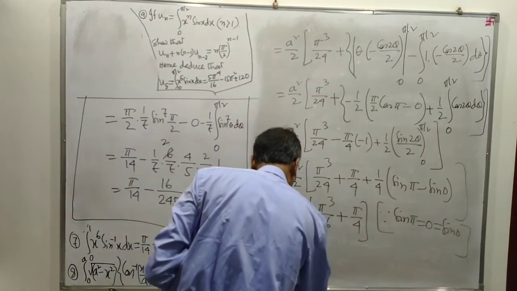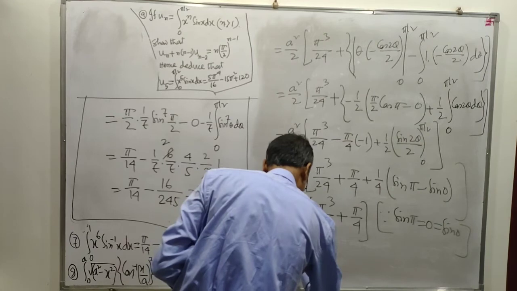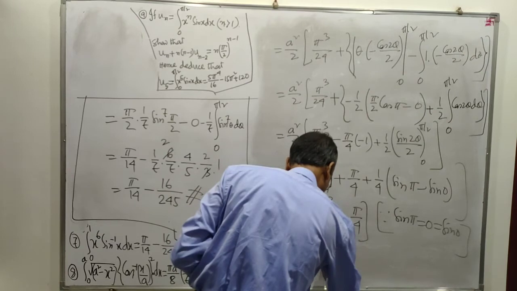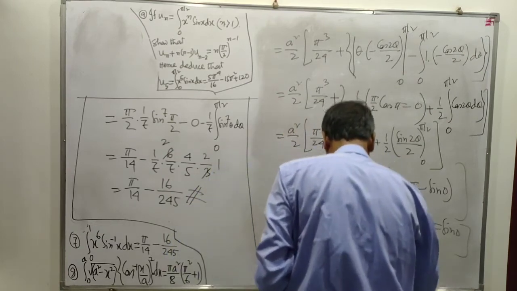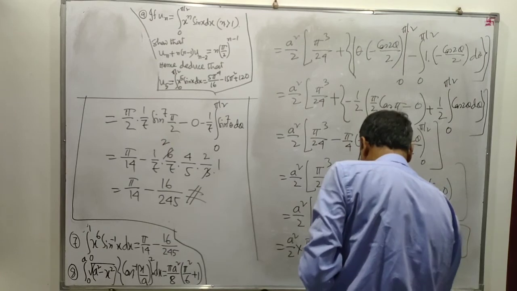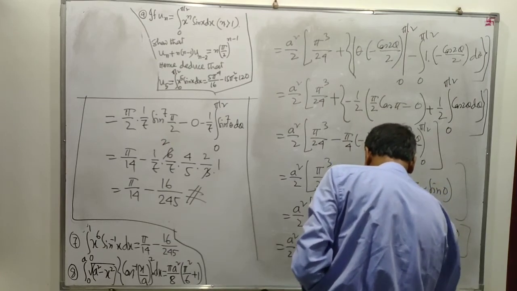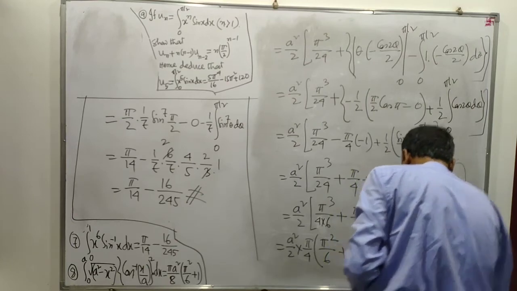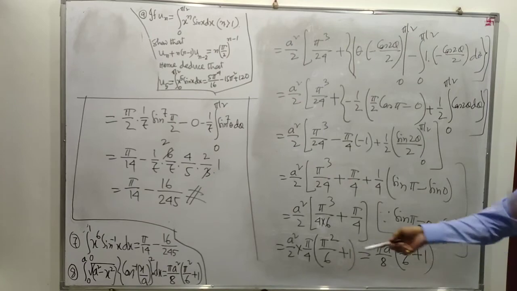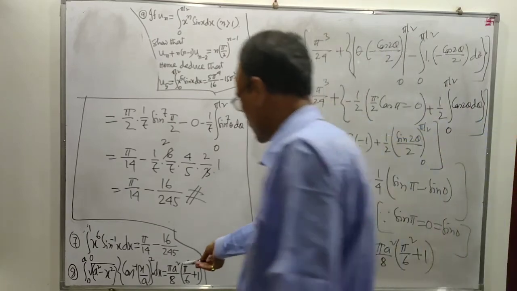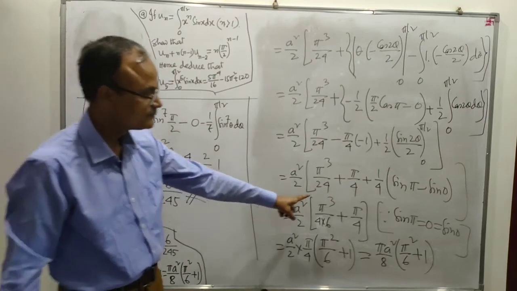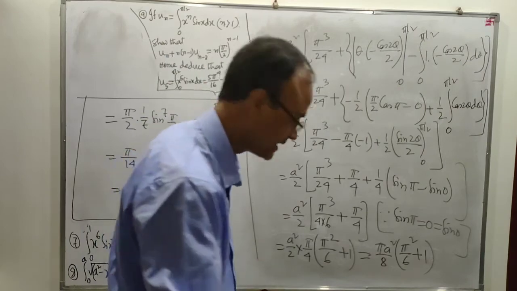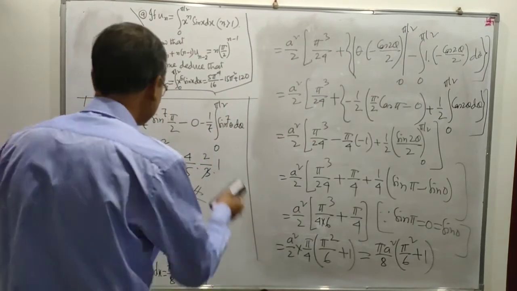Now a square by 2 into pi by 4. In the bracket it will be pi square by 6 plus 1. This is equal to pi a square divided by 8 into pi square by 6 plus 1. You see here pi a square by 8 into pi square by 6 plus 1. Yes, we have done number 8 also.